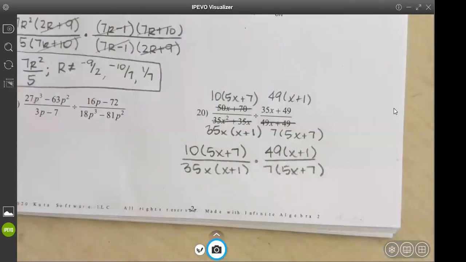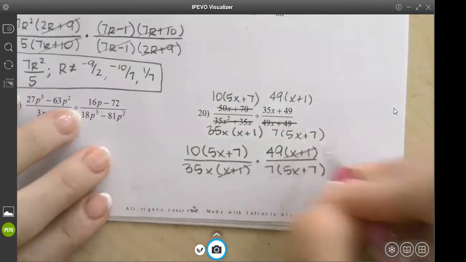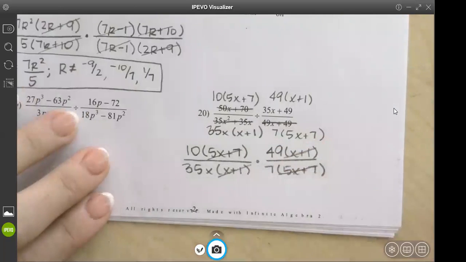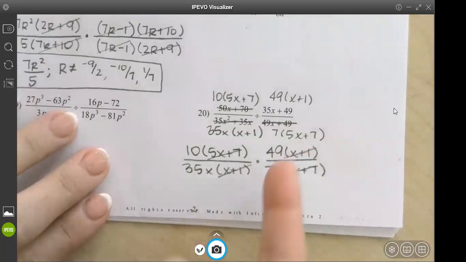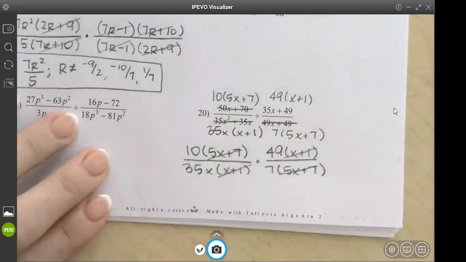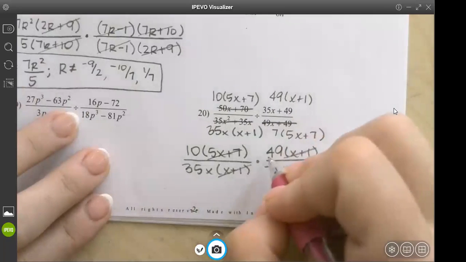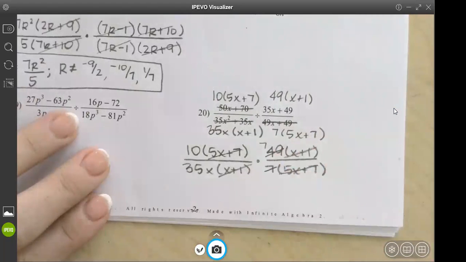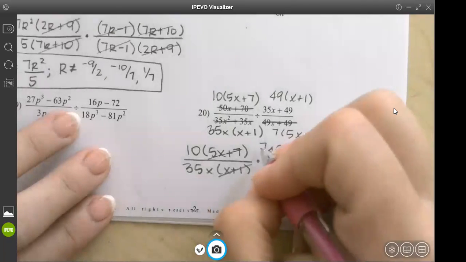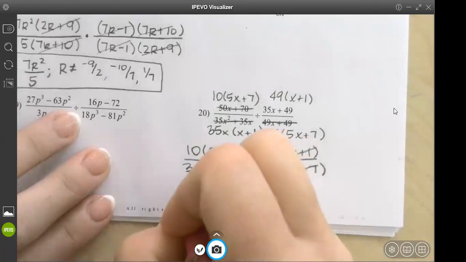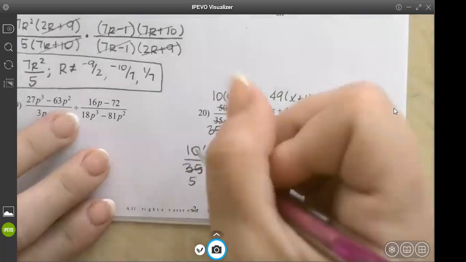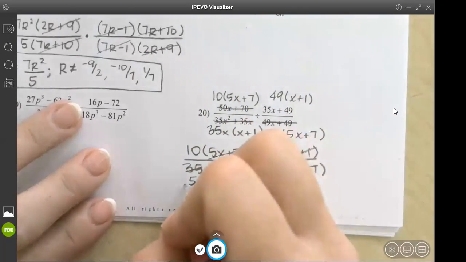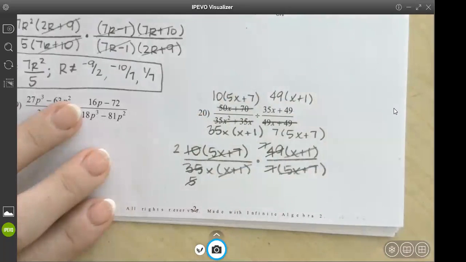What marks out? What else? You can do 49 and 7. You can do 10 and 35. You could have done 49 and 35. It doesn't matter how you do it, just as long as you're reducing it, okay? So 49 will go to 7, and this will go to 1. And then again, you see 7 and 35, right? So this 7 will cancel out, and 35 will go to 5. But then you also have 10 over 5, which will reduce to 2.